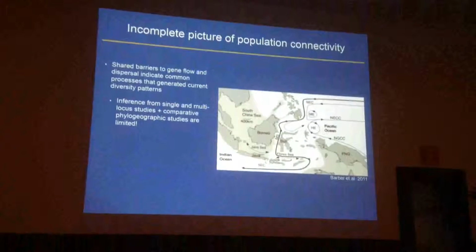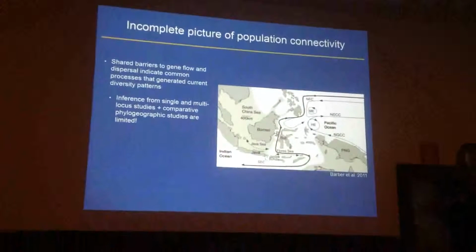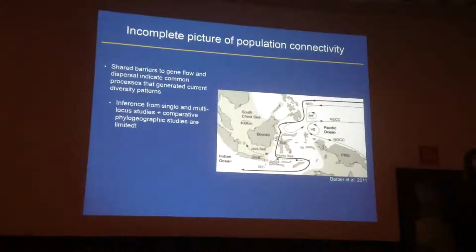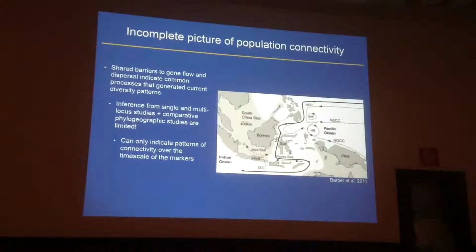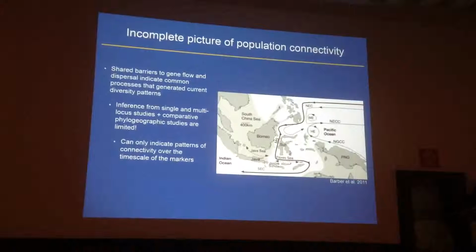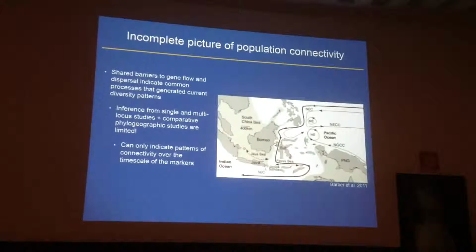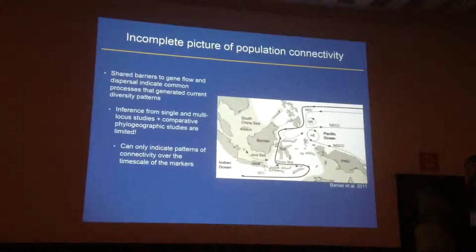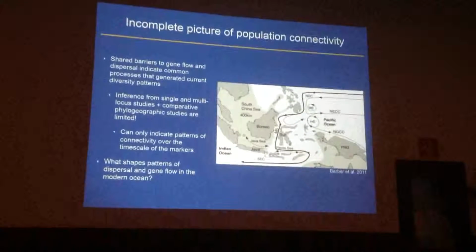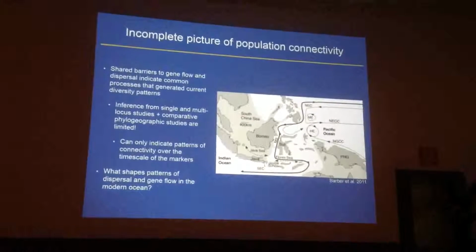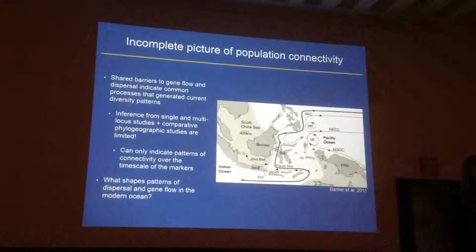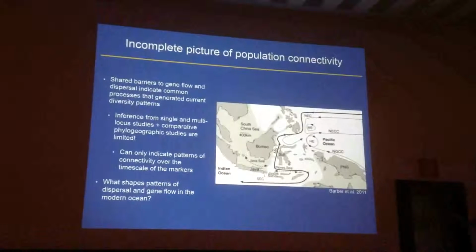As well, most of these studies infer these patterns from single or multi-locus studies using just a few markers. And this only indicates patterns of connectivity that are relevant over the time scale of these markers. So for most of these single marker studies, which are mostly mitochondrial CO1, this is a very long evolutionary time period that we're actually looking at. So what we're interested in is, do these processes still shape patterns of gene flow and dispersal in today's modern ocean?